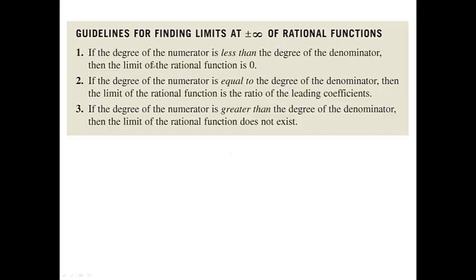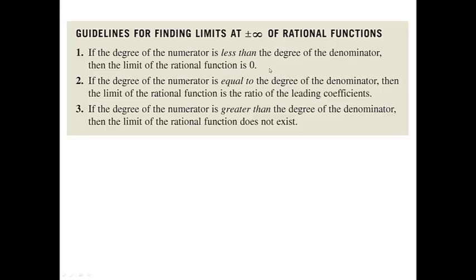So this is it written out as a rule. If you like notes like this, then you can copy this down. It just says if the degree in the denominator is less than the degree in the numerator, then the limit of the rational function is 0.